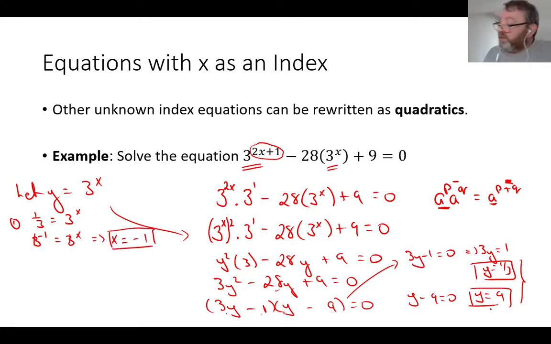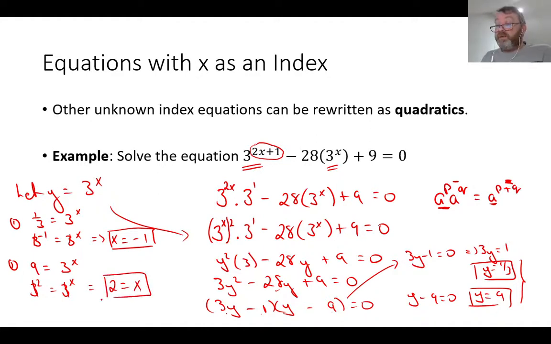Okay. Take the second case, where y is equal to 9, and put 9 in for y. 9 equals 3 to the x. And again, what's the lowest base? The lowest base on both sides is 3. So turn that into 3 squared. That's equal to 3 to the x. Cancel the bases, and you get 2 equals x. And they are the two answers that do the job for x.